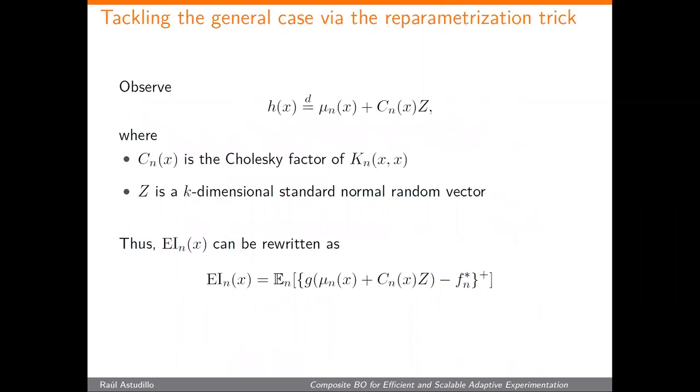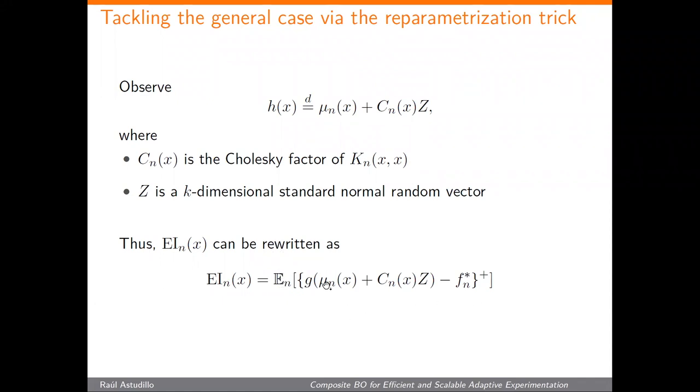So the way we're gonna tackle the general case is via something known as the reparametrization trick, which is also very standard. This is a fancy way to say that the posterior distribution of h(x) can be decomposed as the posterior mean plus the Cholesky factor of the covariance function times C, where C is a k-dimensional standard normal random vector.